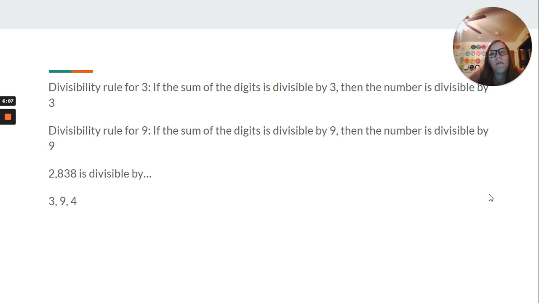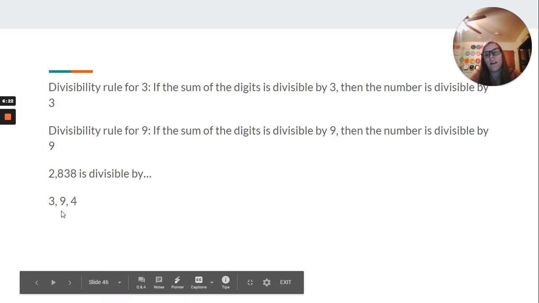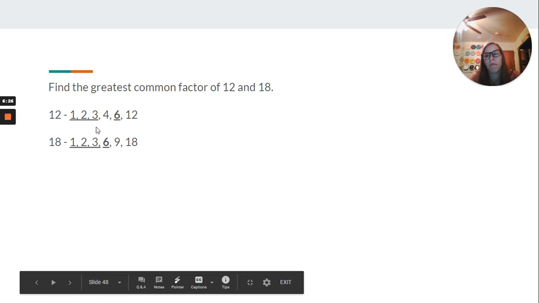Divisibility: if the sum of the digits is divisible by 3, then the number is divisible by 3. If it's divisible by 9, then it's divisible by 9. So 2,838 is divisible by which ones? 2 plus 8 is 10, plus 3 is 13, plus 8 is 21. That's divisible by 3. So it is just divisible by 3.